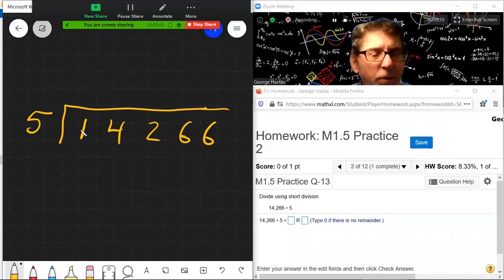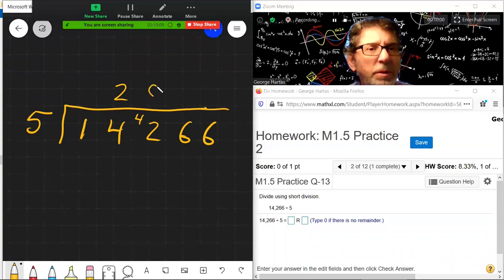Can 5 divide into 1? Nope. Can 5 divide into 14? Yes, 2 times. 2 times 5 is 10. The difference between 14 and 10 is 4. That goes right here. This becomes a 42. 5 divides into 42 8 times. Put it right over the 2 here. 8 times 5 is 40. 42 minus 40 is 2.